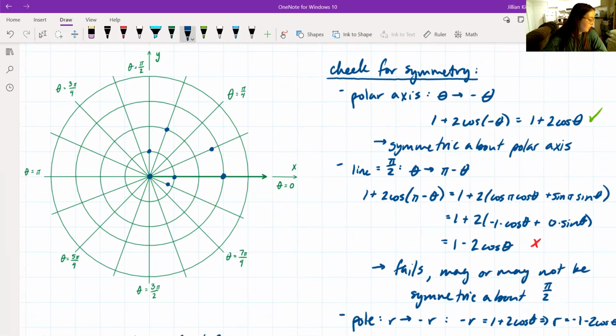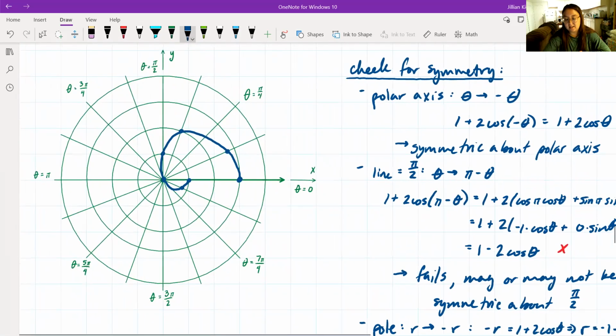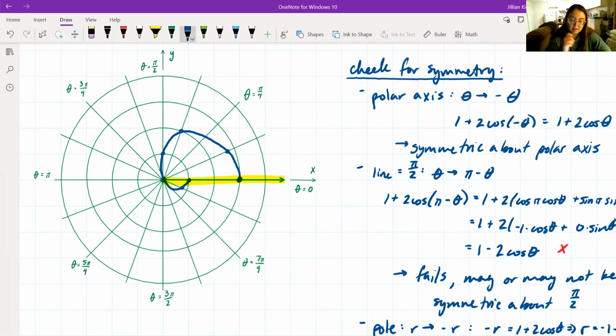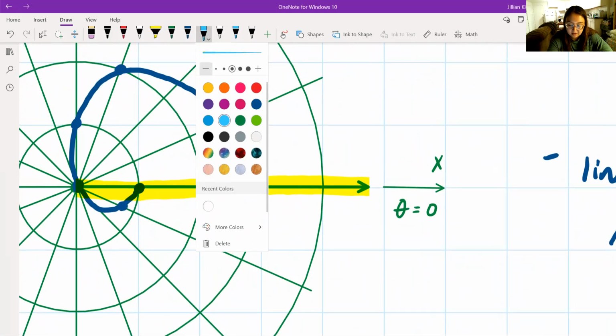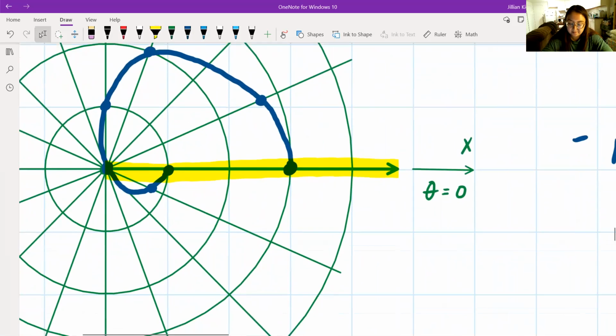So if we connect these values, let's zoom in here so we can get a semi-accurate drawing. If we connect these values in order of how we got them, we end up with a picture that looks like this. And remember, we're reflecting about our polar axis. And this is our polar axis. So we're going to reflect about this axis. Let's draw this in a different color so we know where we are going to end up reflecting. We're still going to use blue so we know it is still going to be the same graph.